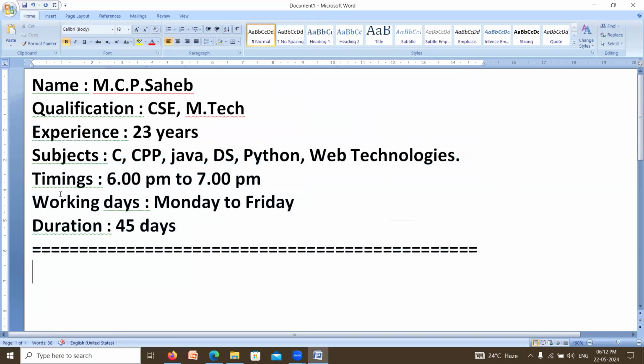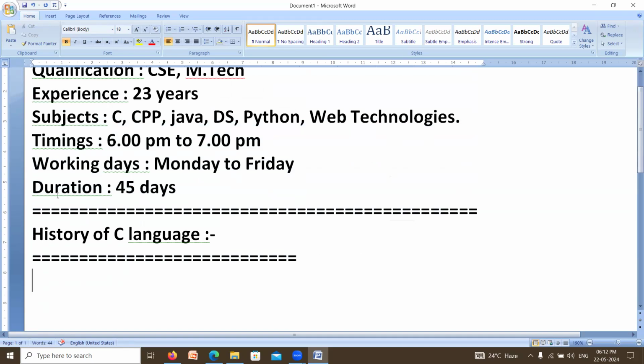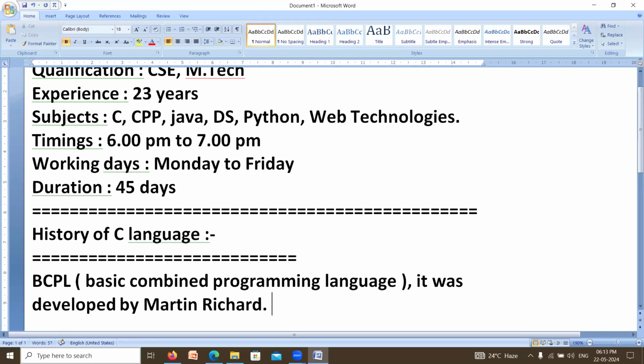Now I'm going to explain to you the history of C language. My dear friends, there are so many programming languages in the world. One of the popular high-level programming languages in early ages is BCPL. The meaning of BCPL is Basic Combined Programming Language. It was developed by Martin Richard. Martin Richard is the developer of BCPL.